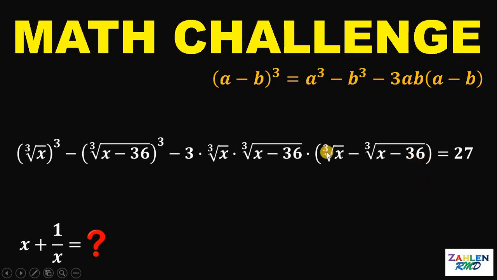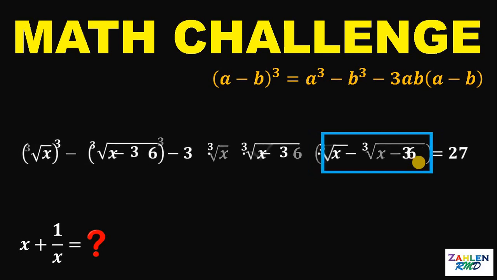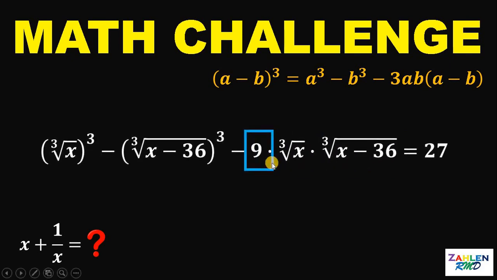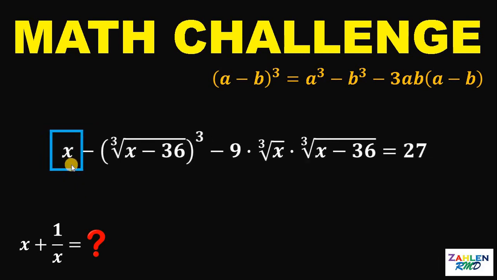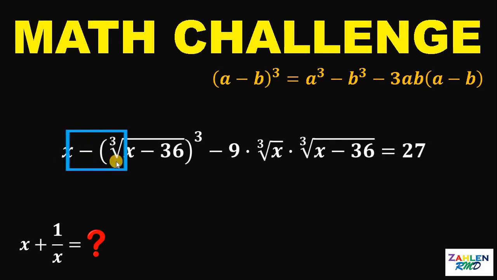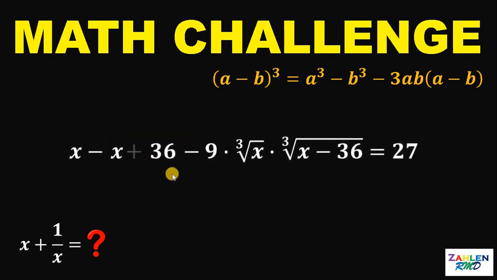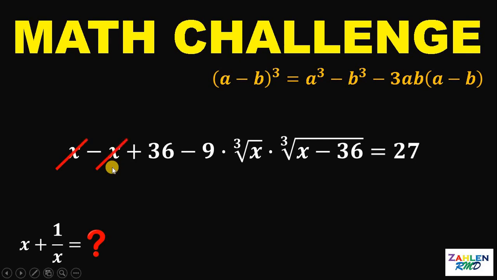Now, let's simplify some terms. Notice that this cube root of x minus cube root of x minus 36 is our given equation, and it is equivalent to just 3. Now, 3 times 3, this will give us 9. Now, let's simplify other terms on the left-hand side. Now, take note that this cube root of x raised to 3 is simply x. And also, this cube root of x minus 36 raised to 3 is just x minus 36. Now, let's distribute the negative sign. This will give us x minus x plus 36. And x minus x cancel out, so this is just 0.